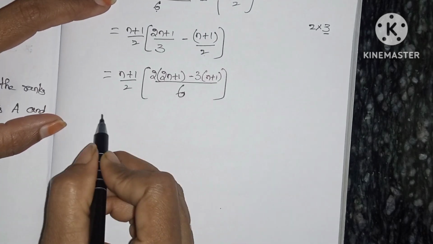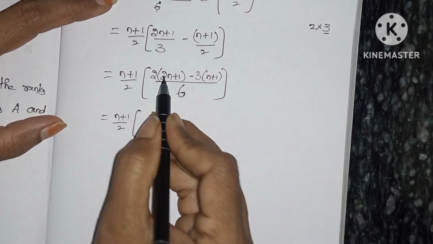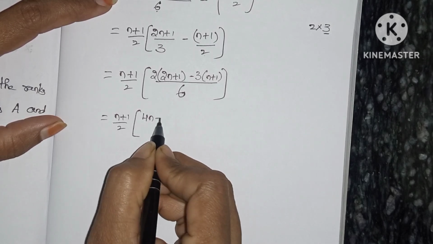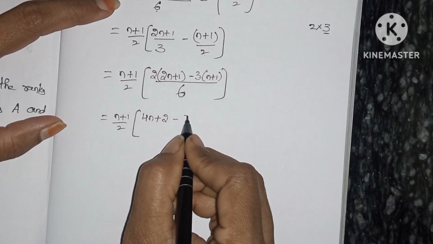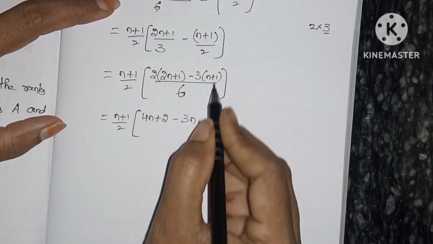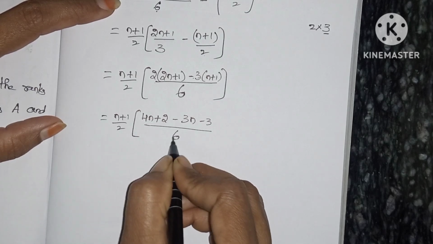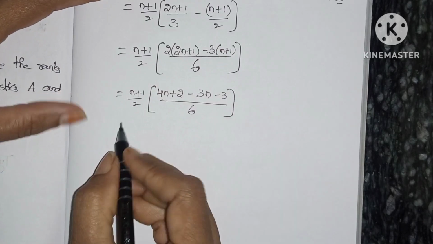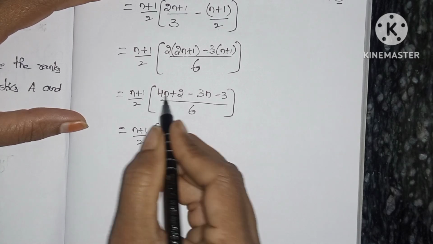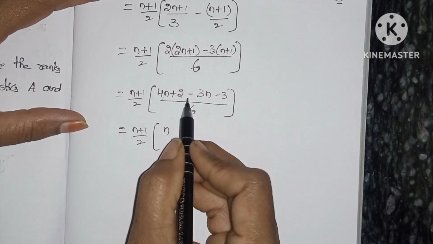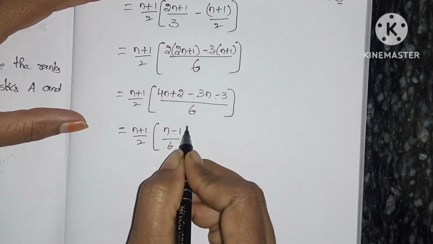Okay, now we have to simplify. (n+1)/2, 2 2s are 4, 4n, plus 2 1s are 2, minus 3 into n, 3n. Minus into plus, minus 3 1s are 3, by 6. Okay, so (n+1)/2 into 4n minus 3n is n. 2 minus 3 is minus 1, by 6.